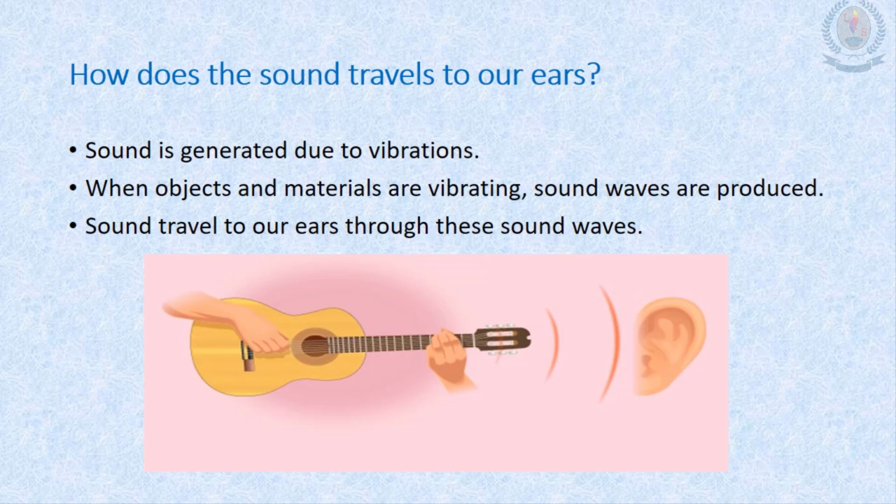How does the sound travel to our ears? From the previous slides, we learned that sound is generated due to vibrations. When objects and materials are vibrating, what happens? Sound waves are produced. So, the sound waves travel to our ears. Look at the picture below. When someone is playing a guitar, sound is generated through the vibrations, and we can hear that sound because of the sound waves.